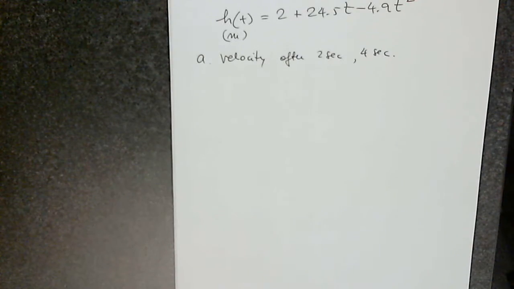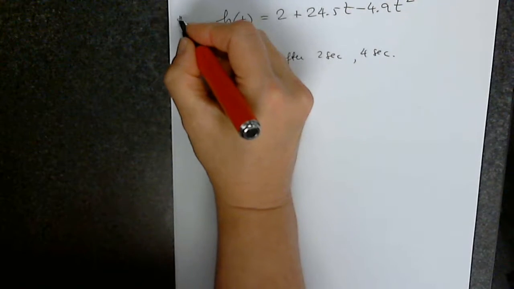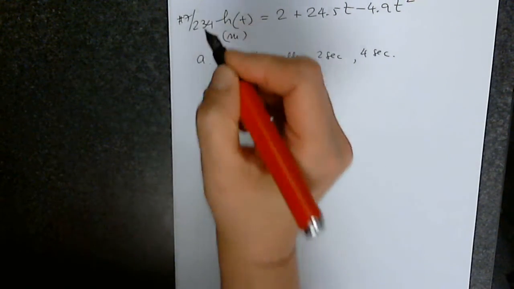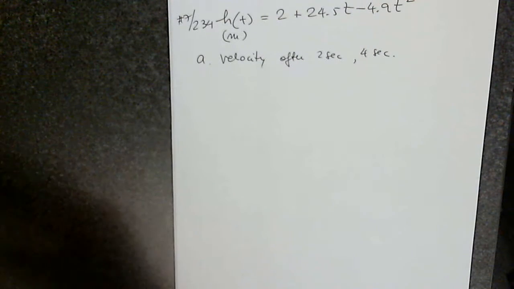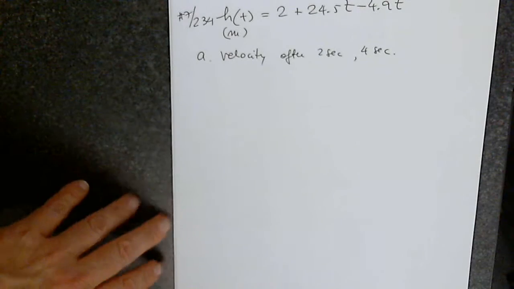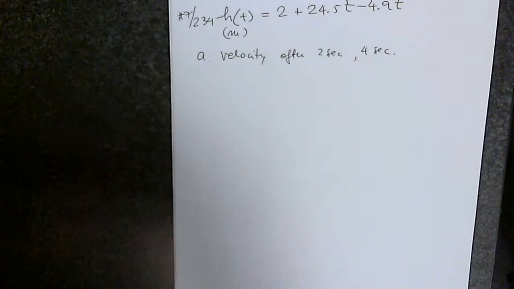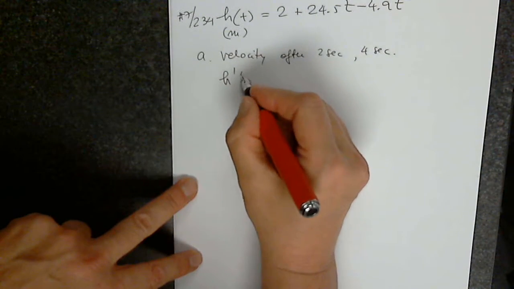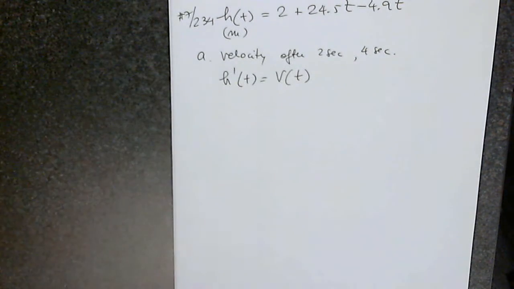How do I find the velocity? I'm given the height or the distance formula. This is problem 7 on page 234. So I'm given the height or the distance. Okay. How do I determine the velocity? I have the distance formula. How will I determine the velocity? Yes, very good. So h prime of t is the velocity v of t. The derivative, the rate of change of distance with respect to time, is the velocity.